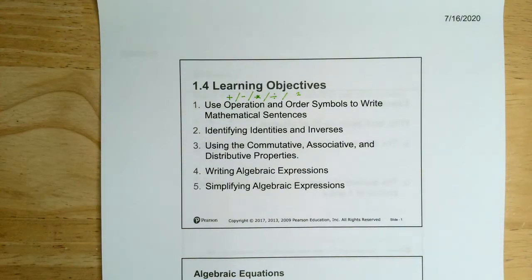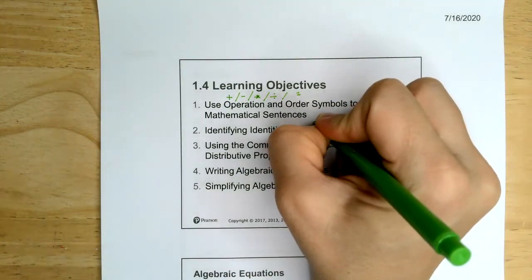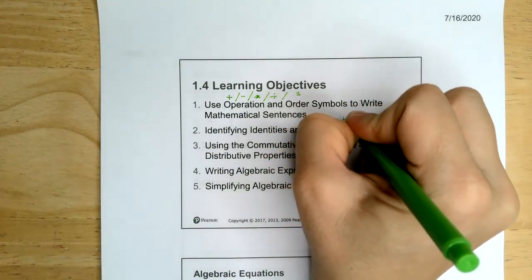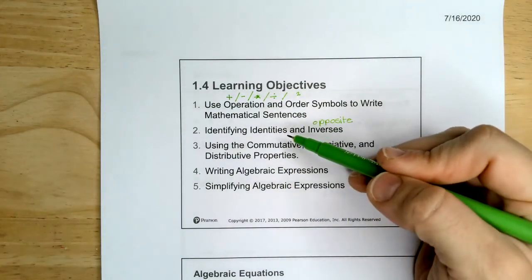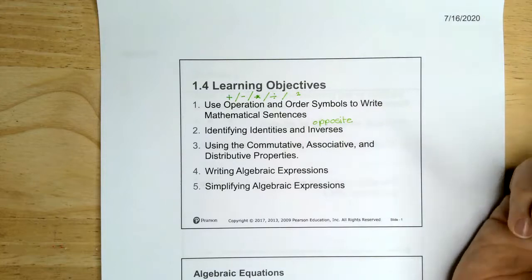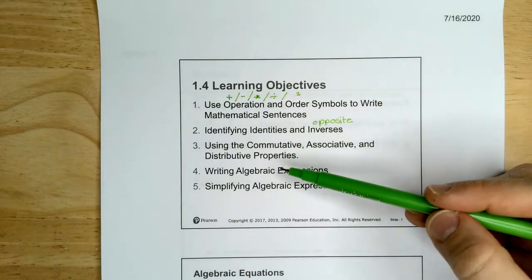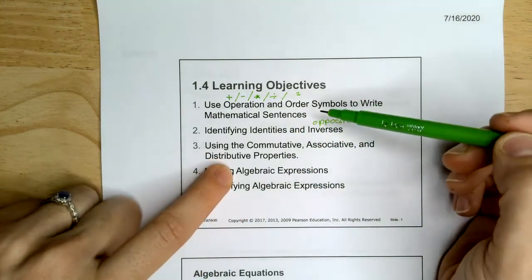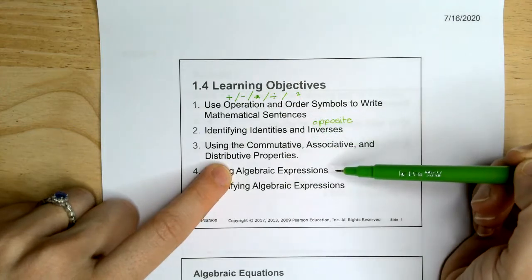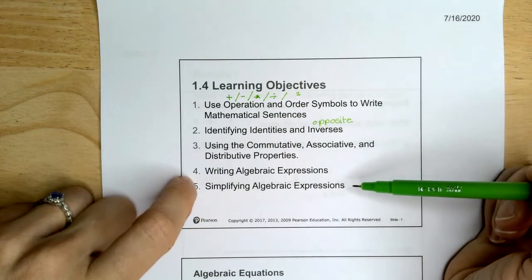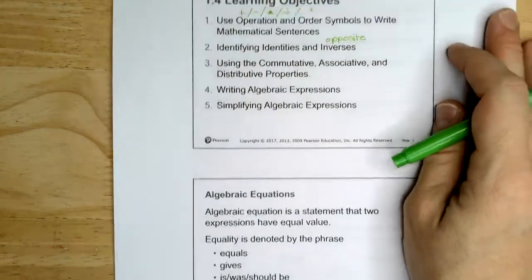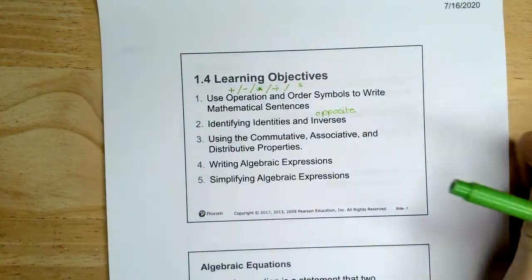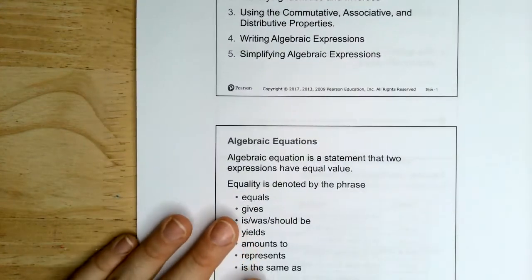And then we're going to identify identities and inverses. That will make more sense when you see them. Inverse just means an opposite. But we're going to look at a few identities that are just rules for math. Use the commutative, associative, and distributive properties, write algebraic expressions. So algebraic expressions are mathematical sentences written with algebra. And then we're going to simplify those expressions. Okay, it sounds like a lot. It is a lot, but I think you will understand it. If you don't understand it, just send an email.